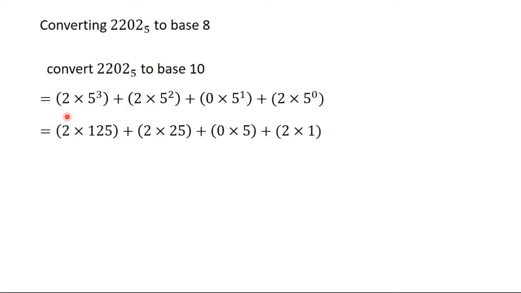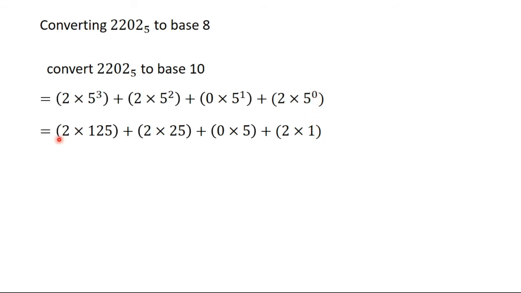So we are going to have 2 times 5 exponent 3, which is 125. 2 times 5 exponent 2 is 25. 0 times 5 exponent 1 is 5. 2 times 5 exponent 0 is 1.